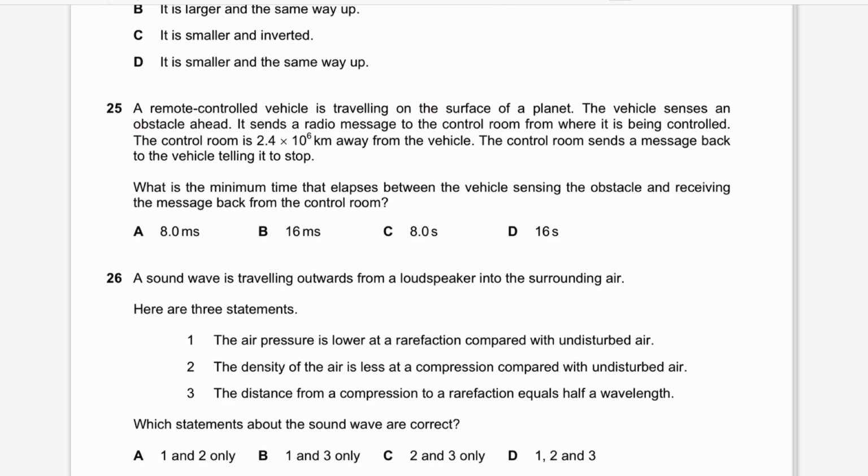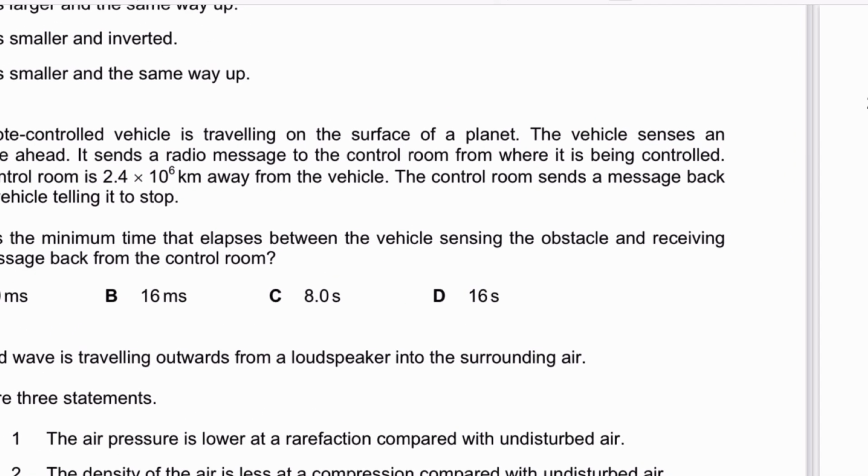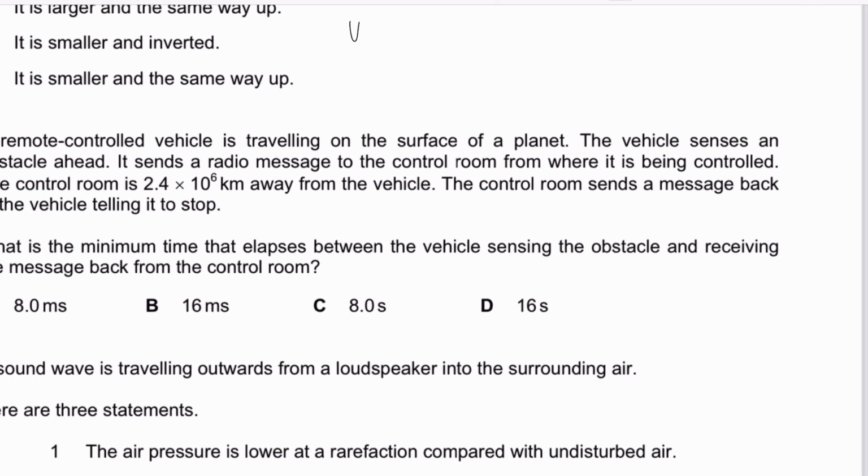What is the minimum time that elapses between the vehicle sensing the obstacle and receiving the message back from the control room? So first, let us just plan out a scenario. We have a vehicle, take it. It is 2.4 into 10 to the power 6 kilometers away from the control room. So it sends a message 2.4 into 10 to the power 6 kilometers away to the control room. Then the control room sends a message back to the vehicle.